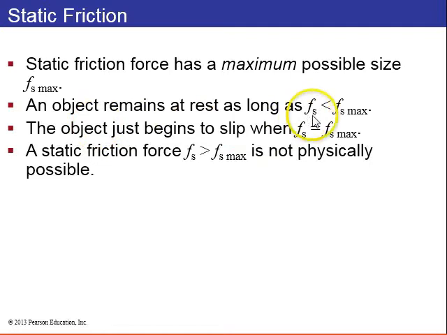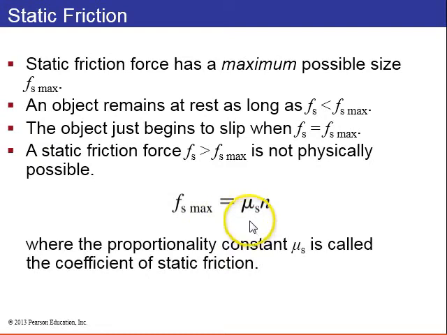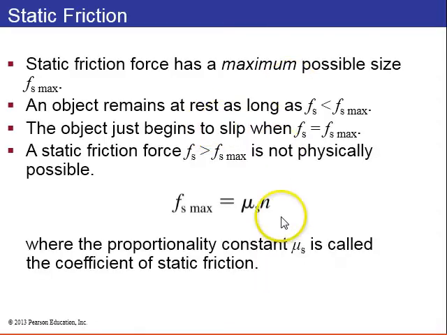So the object remains at rest as long as the static friction force is less than F sub s max, where F sub s max has an equation for it that we find through many experiments. It's mu sub s times n. This Greek letter, it looks like a U or something, is called mu, and it's called the coefficient of static friction. And the normal force, n, determines how big the maximum static friction force can be. The bigger the normal force from the surface on the object, the bigger the maximum possible static friction.